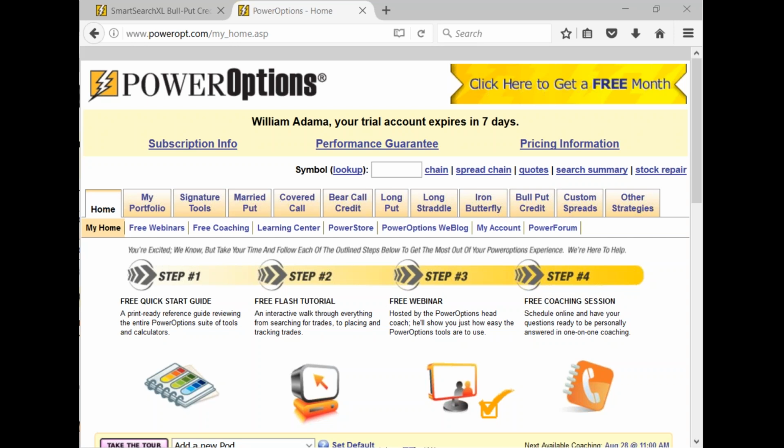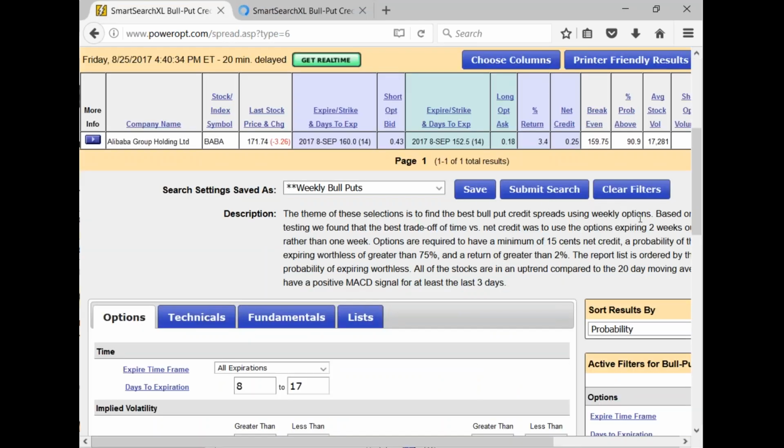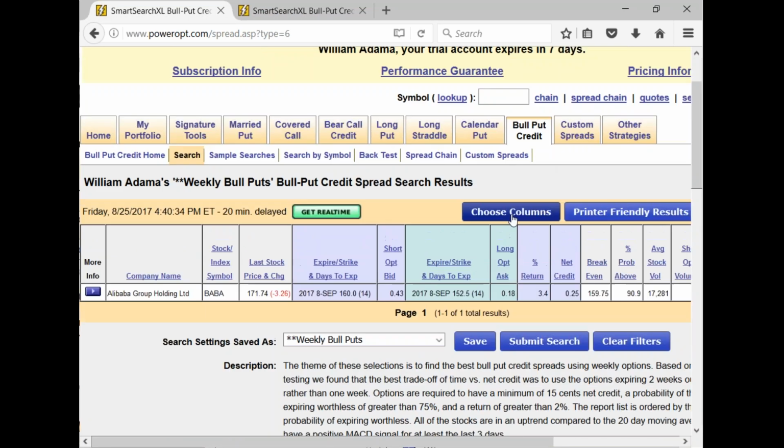Okay, volatility. Andrew says, where do you find volatility and relative volatility in power options? Well, it's sort of all over the place. Sam says he feels markets are too volatile right now, in his opinion, for those types of strategies, that there's too many wild swings. Andrew, you can see the volatility in a lot of various places. Anytime you're in a search for, let's say, credit, debit, covered call, whatever, let's go back into the search here. I'm sorry. And let's go into choose columns.